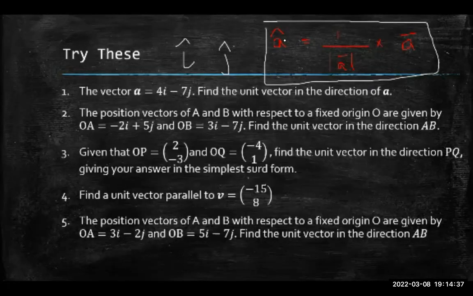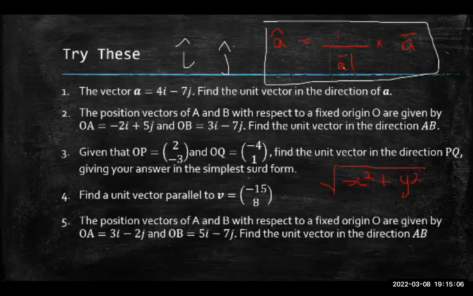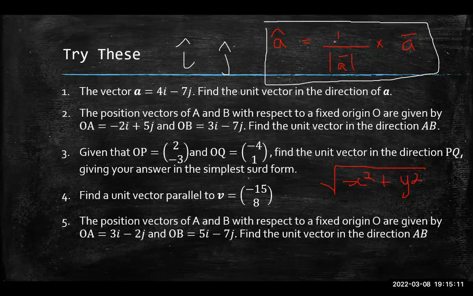The unit vector, this is how you represent it. Whatever vector they give you with a little hat on top, or an upside down V, is equal to 1 over the modulus of the vector. Modulus means magnitude, size, length, and remember to find the modulus of a vector, the magnitude, is the square root of x squared plus y squared. So you would do that first to get this value here. And then whatever value you get, it's 1 over that value multiplied by the vector that they gave you.